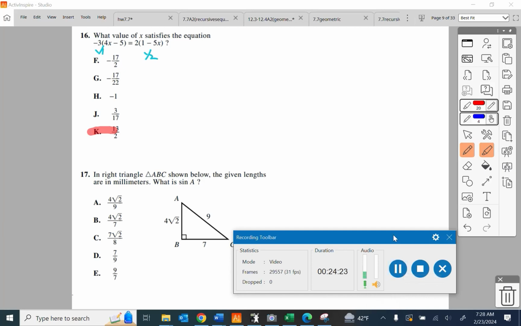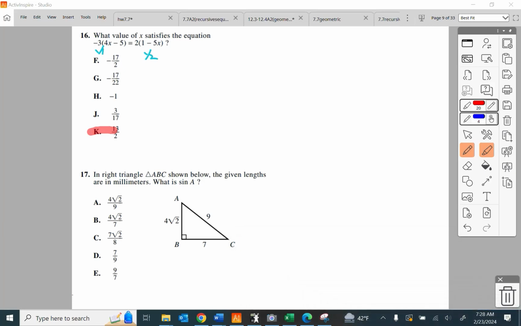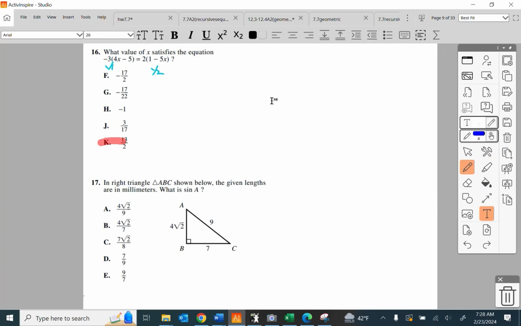All right, back to it. In right triangle ABC shown below, the given lengths are in millimeters. What is sine of A? When I was a kid, we were taught this little anagram, I guess is what you call it. English was never my strong point. It wasn't bad, it just wasn't my strong point.